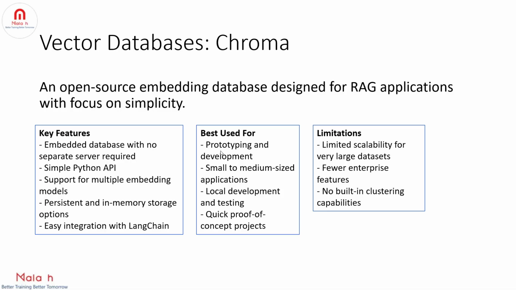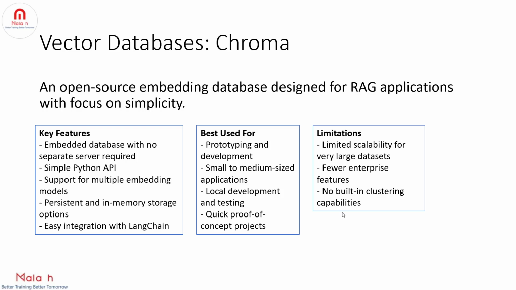And it is best used for prototyping and development, right? So let's say if you want to build any proof of concept quickly, then you can use this Chroma database to store our embeddings, and it is best used for small to medium sized applications and local development and testing, quick proof of concept projects, right? If you want to build something real quick, then you can use this Chroma database to store the embeddings. And what are the limitations here? Limited scalability for very large data sets. So like I said, this is only used for small to medium sized applications, and it is not applicable for production level applications, right?